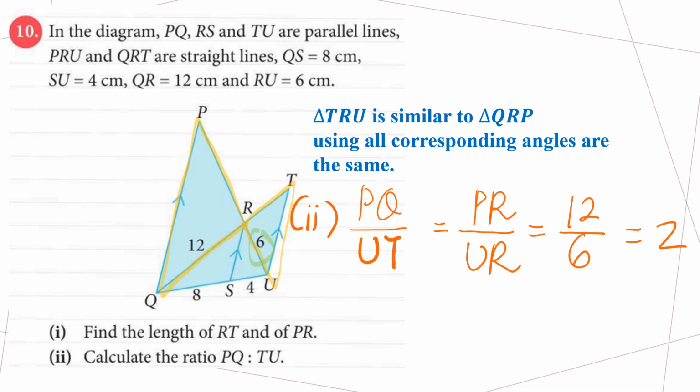Right, so you're supposed to write your answer as a ratio, so make sure you write it. You can't leave your answer as PQ over UT equals 2, that is a fraction. So you need to write it as a ratio, so therefore PQ is to TU is 2 is to 1. Okay, 2 is to 1, so that's how you do question 10.